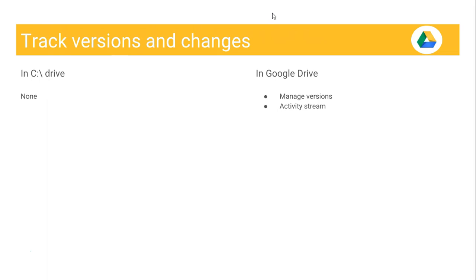Although there are options for tracking versions and changes with files, some setup is required and you can only perform those functions locally on the computer system. In Google Drive, you can manage versions of your files and monitor them in the activity stream.